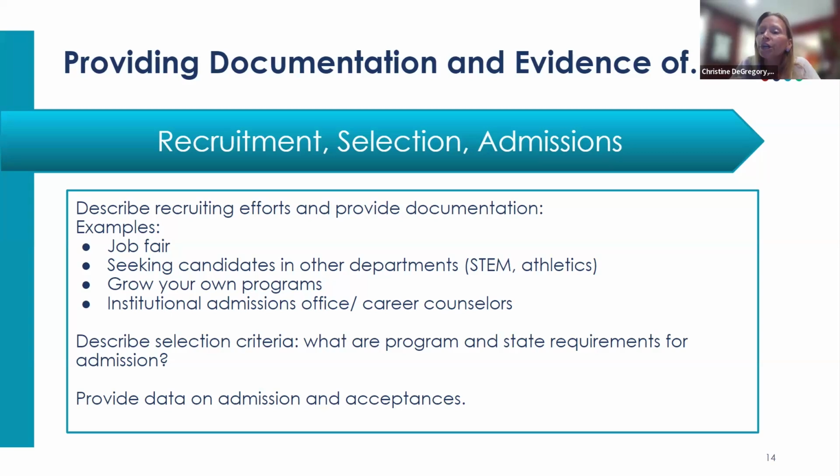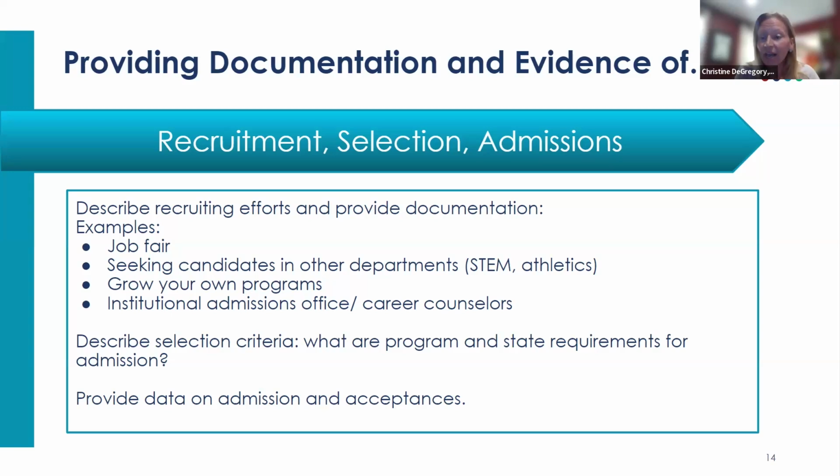So explain, what are you doing? How are you getting those candidates in? Where are you going? Then talk about what's your selection criteria. For some, you have very strict state requirements that you must abide by. You have your own program requirements. What are those, right? Are you offering variances? Can you? What kind of latitude do you have?